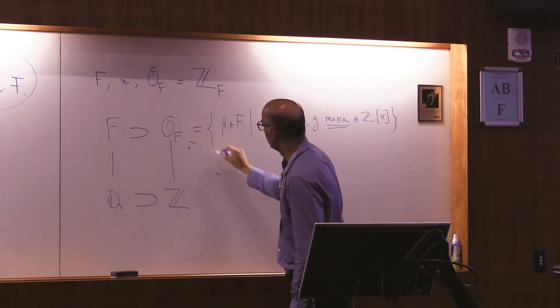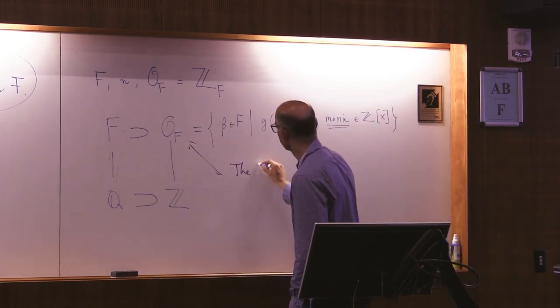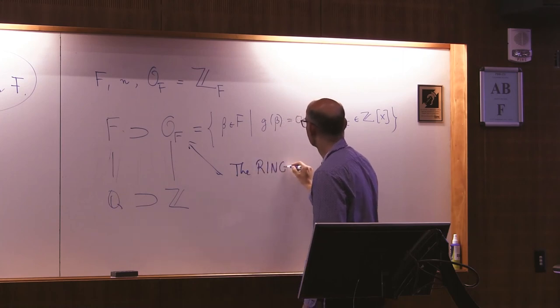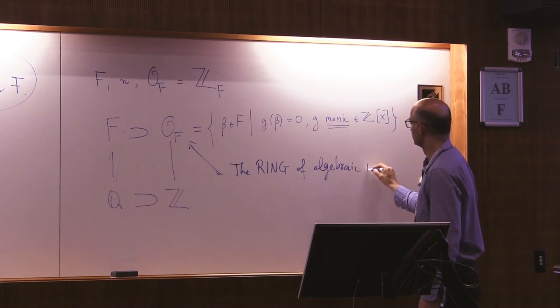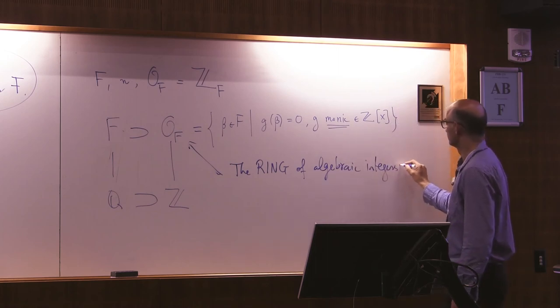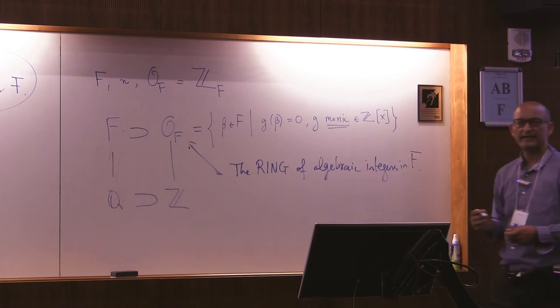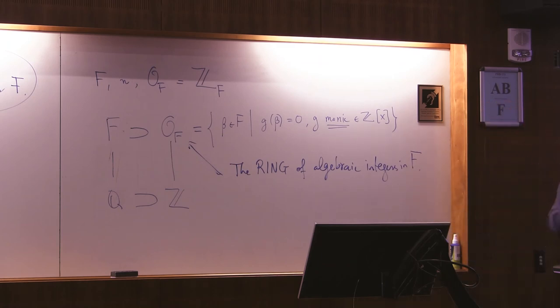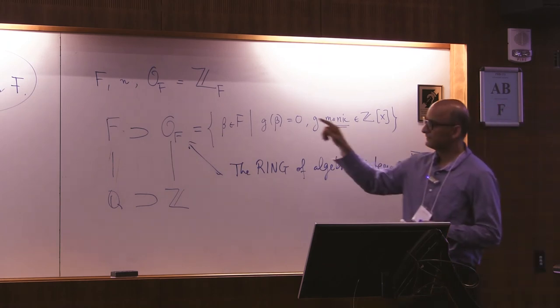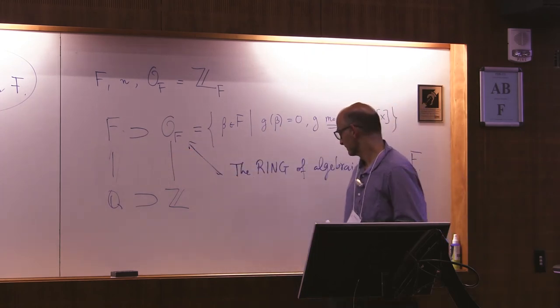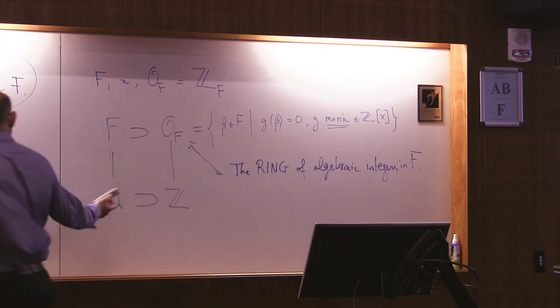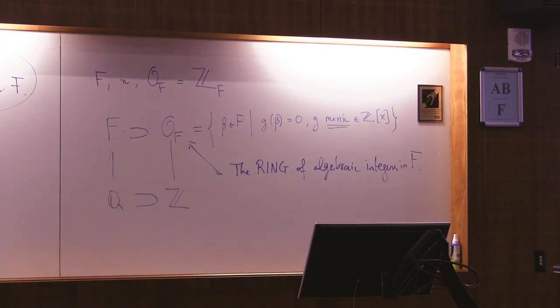And this is called the ring of algebraic integers in F. And in some sense, algebraic number theory is really the study of this ring. In a lot of senses, that's what it is. Just as number theory is the study of the ring Z, algebraic number theory is more generally the study of the ring of integers for any number field.